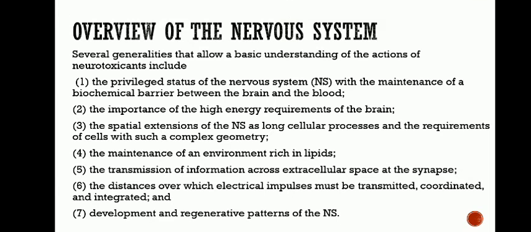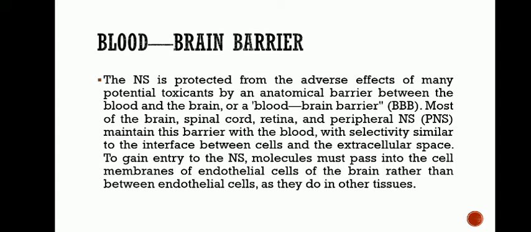Overview of the nervous system. Several generalities that allow a basic understanding of the actions of neurotoxicants include the privileged status of the nervous system with the maintenance of biochemical barrier between the brain and the blood, the importance of the high energy requirements of the brain, the spatial extensions of the nervous system as long cellular processes, and the requirements of cells with such a complex geometry, the maintenance of an environment rich in lipids, the transmission of information across extracellular space at the synapse, the distances over which electrical impulses must be transmitted, coordinated, and integrated, and the development and regenerative patterns of the nervous system.